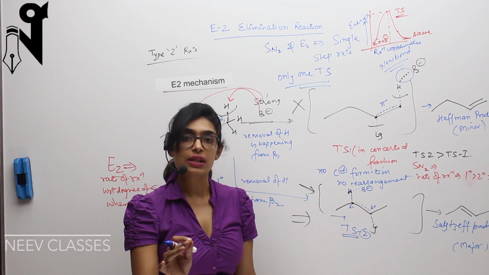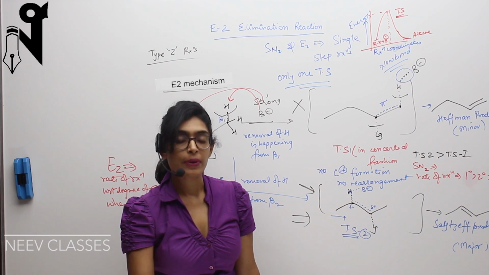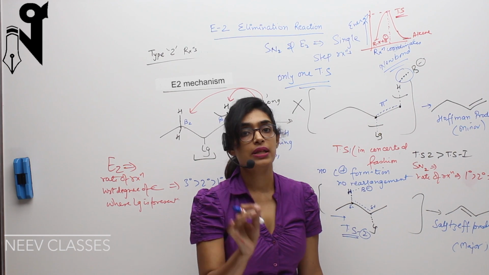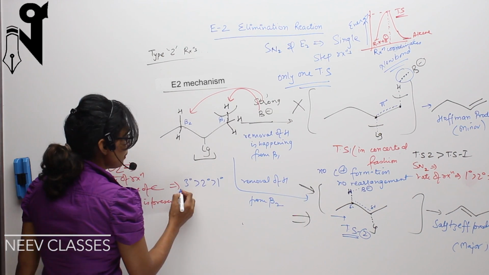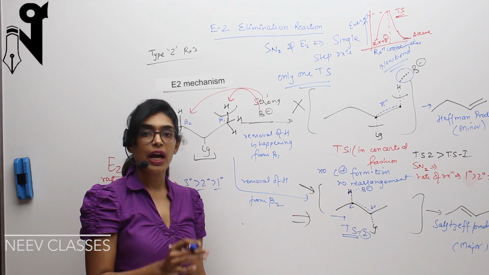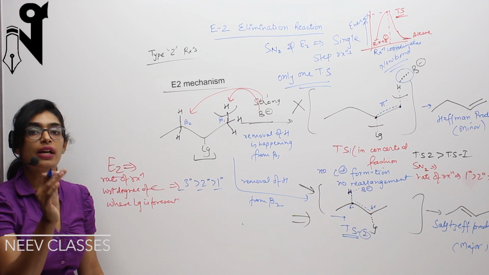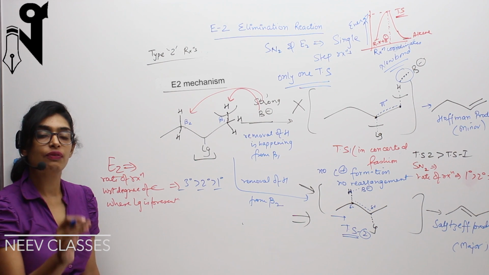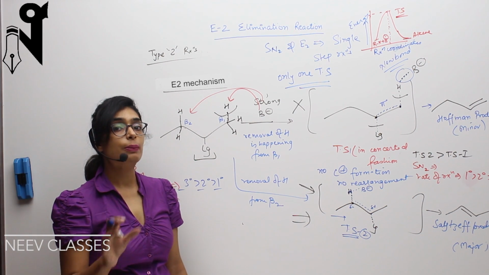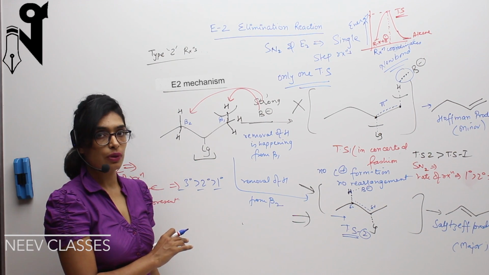So the reaction will be fastest if the transition state will be stable. So the transition state will be stable only when the hydrogen is getting removed from the more branched carbon. So here also it will be tertiary, secondary and primary. If the carbon is tertiary and we have to remove the hydrogen from there, the reaction will be fastest. And if the beta carbon is primary and we have to remove hydrogen from there, the alkene formed will be a less stable alkene and hence the rate of the reaction will be slower.